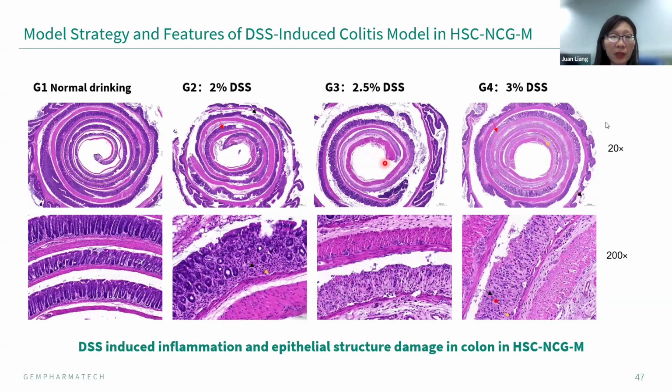And here is the pathological study we performed in this disease model. From this histological study, we could observe the infiltration and also the epithelium structure damage in the colon after we treat the mice with DSS in these immunodeficient mice.